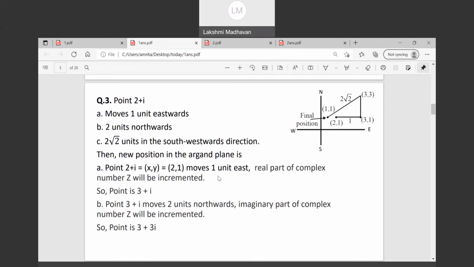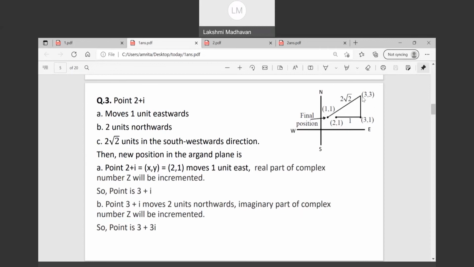You can have a look at the writings in the slide. The first position is 2 plus i. We know it's the x, y, so the values will be 2 and 1. It moves 1 unit in the east and the real part will be affected, or it gets incremented. So the output is 3 plus i. Now the next part is this point then moves 2 units northwards. So it's affecting the y-axis and the imaginary part will be changed by 2 units. So we have the value as 3 plus 3i.